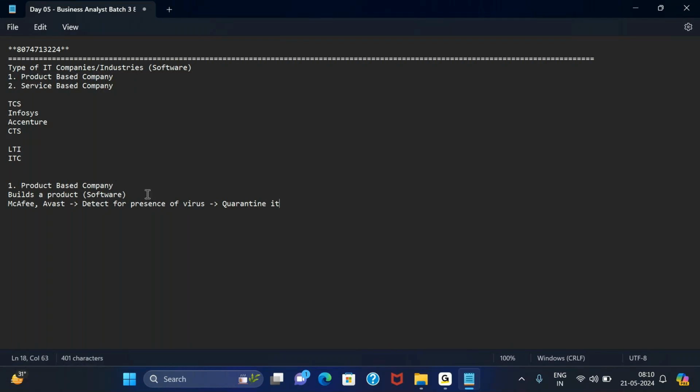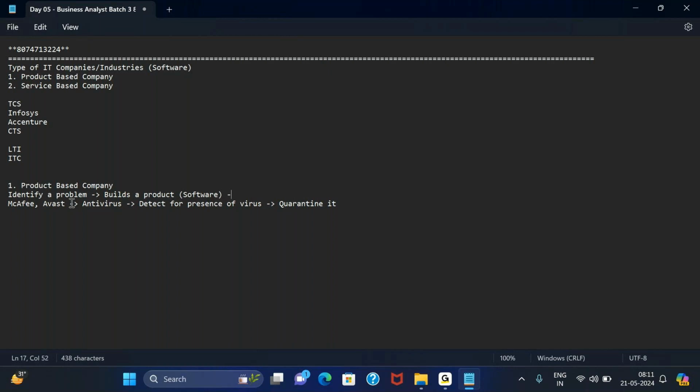Now this McAfee, Avast, what they did is they built a product. And what was their product basically? Their product was an antivirus. What that antivirus did was scan the system, look for viruses, look for programs that seem doubtful, and then probably quarantine them. So in a product based company, you identify a problem, and in order to solve that problem you build a product.